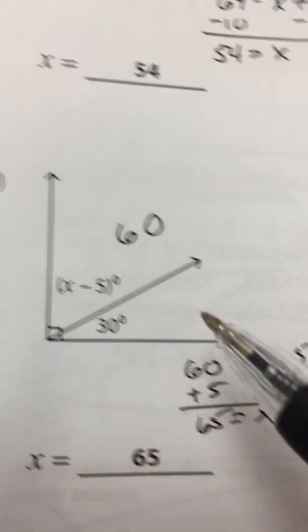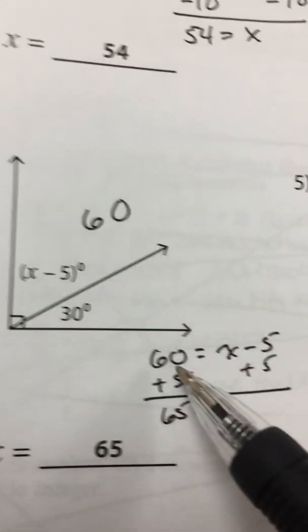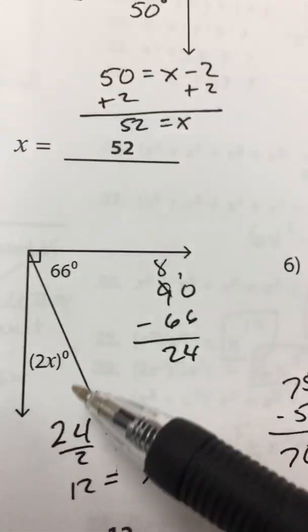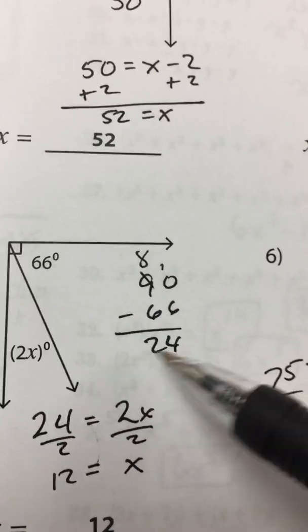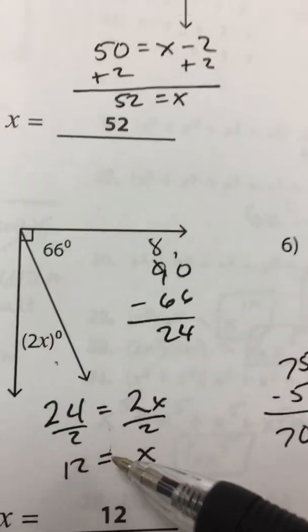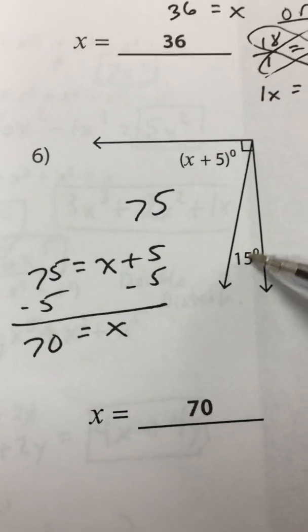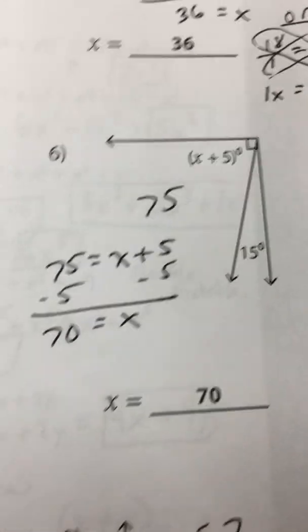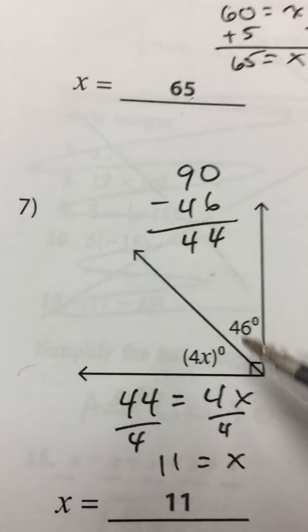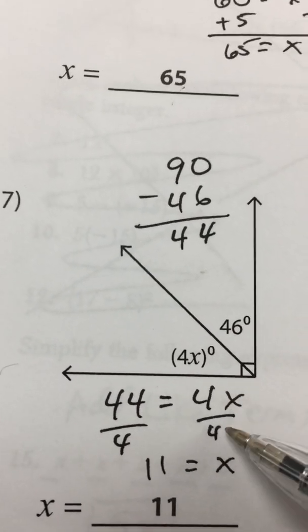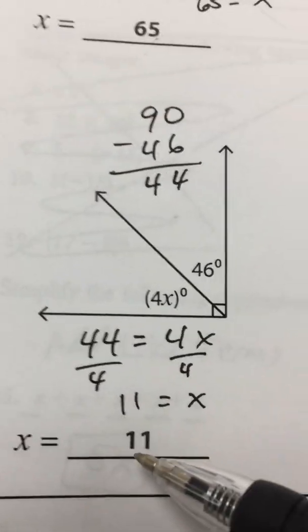That was number 3. Number 4, of course, this angle is equal to 60, so there's your equation: 60 equals x minus 5. You solved it and you got 65. This one, the angle was equal to 24 degrees, so that means 2x equals 24. And of course, you solved that one by dividing by 2, and you got x is equal to 12. Number 6, that was 15, so this one was equal to 75 degrees. So when you set up your equation, solve for x was 70. Number 7, this one was 46 degrees, so this one was 44. So 44 equals 4x, and then you get x by itself by dividing by 4, and of course, x was equal to 11.